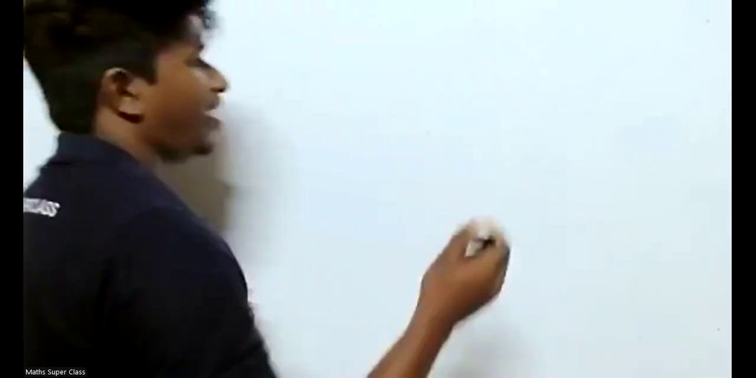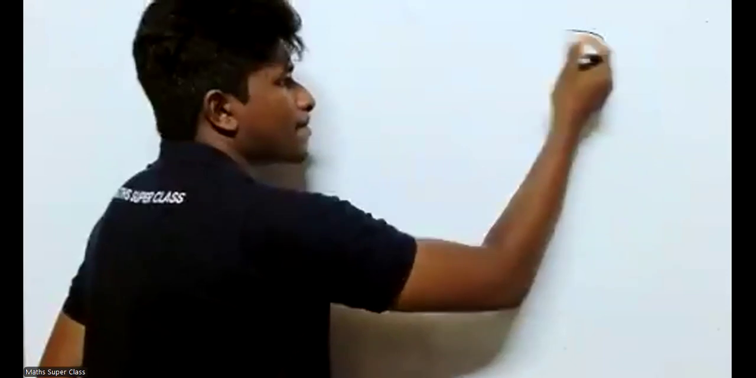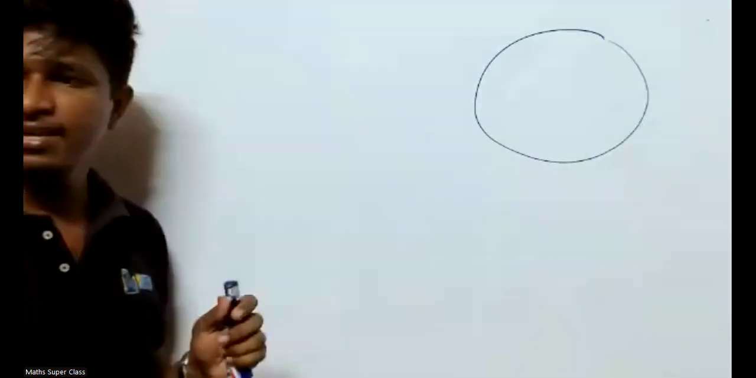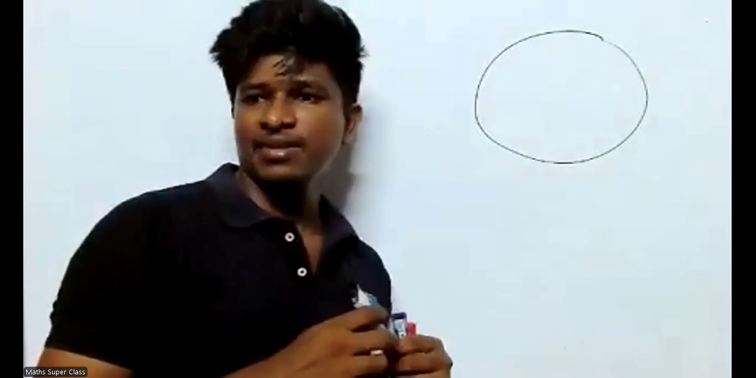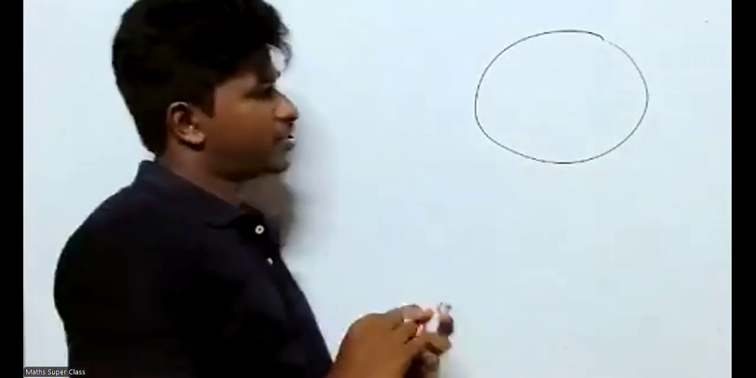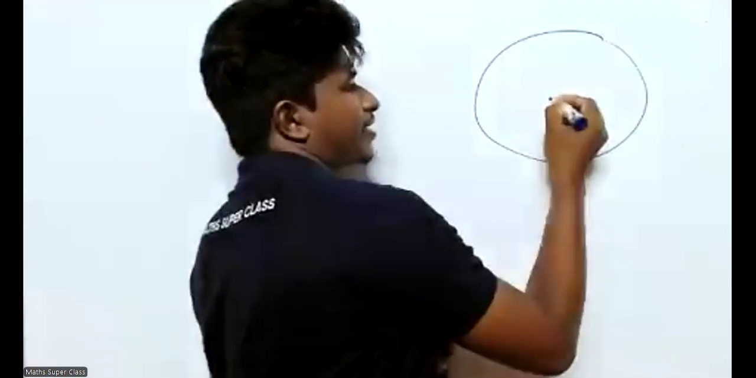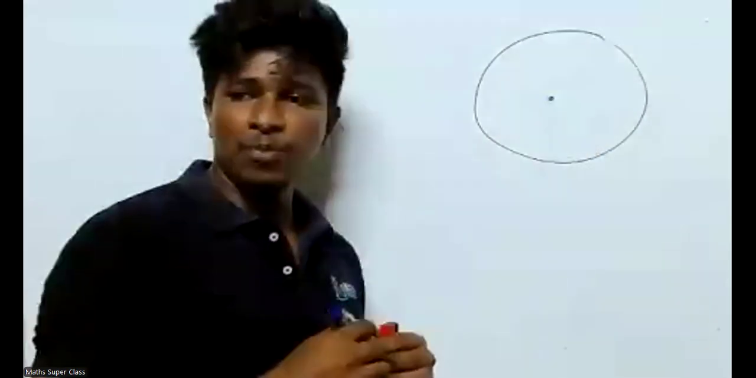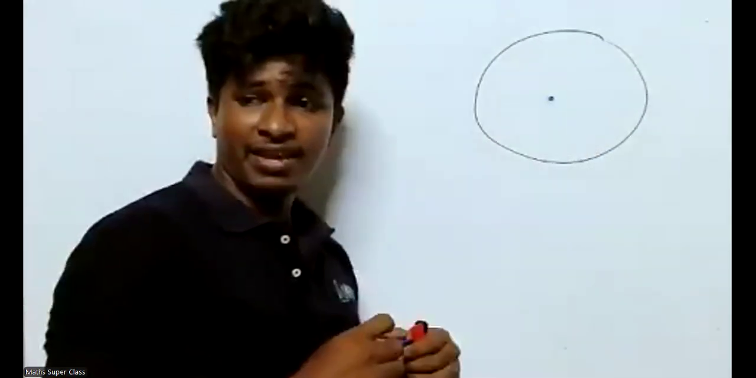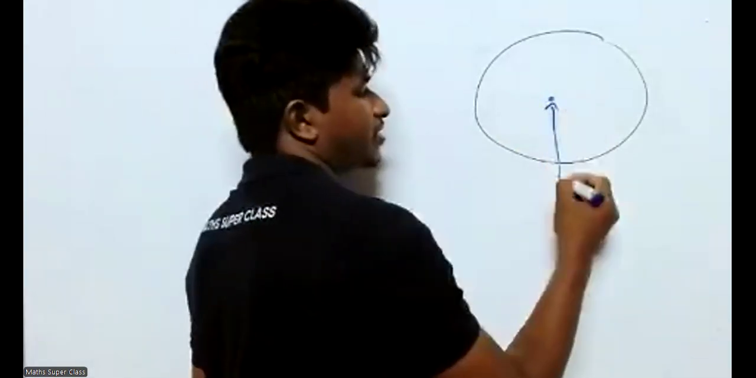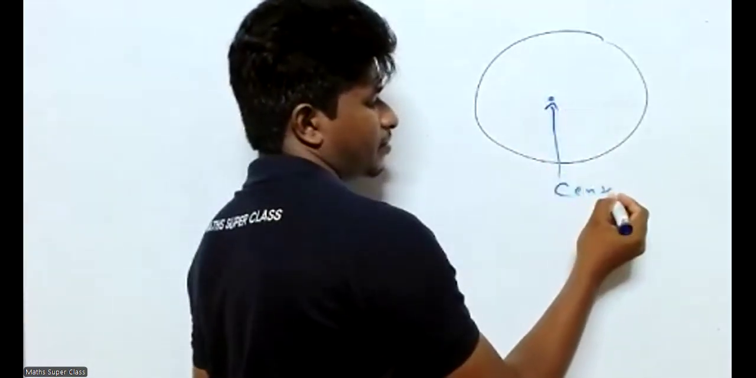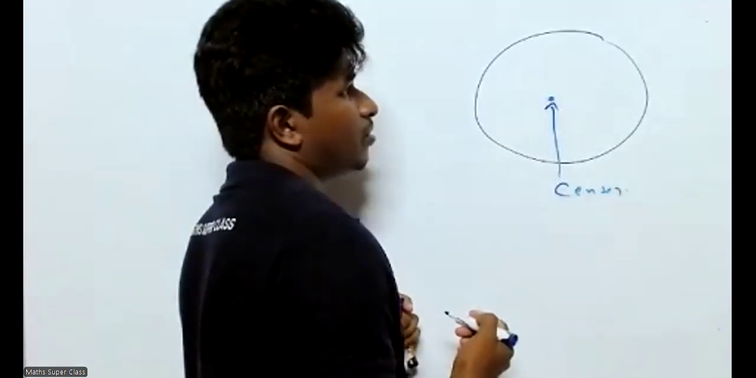Today we have to discuss the circumference of a circle. This is a circle. This is the center, the middle point of the circle. Call this the center.